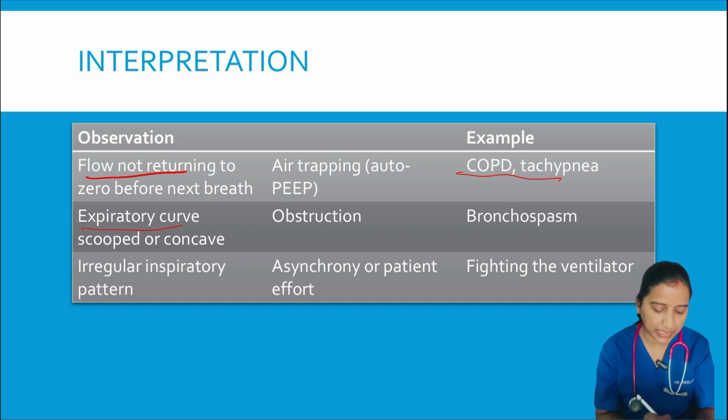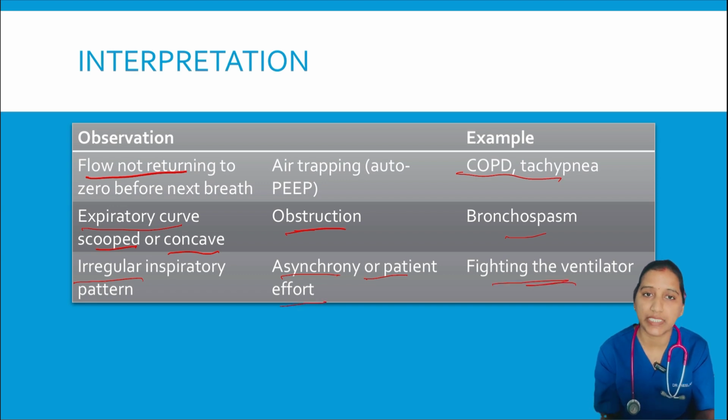Next is an expiratory curve that is scooped or concave. We can think of conditions like obstruction, seen in conditions like bronchospasm. Next, an irregular inspiratory pattern can be seen in asynchrony or if the patient has self-effort. So in that condition, we have to think that the patient is fighting the ventilator.